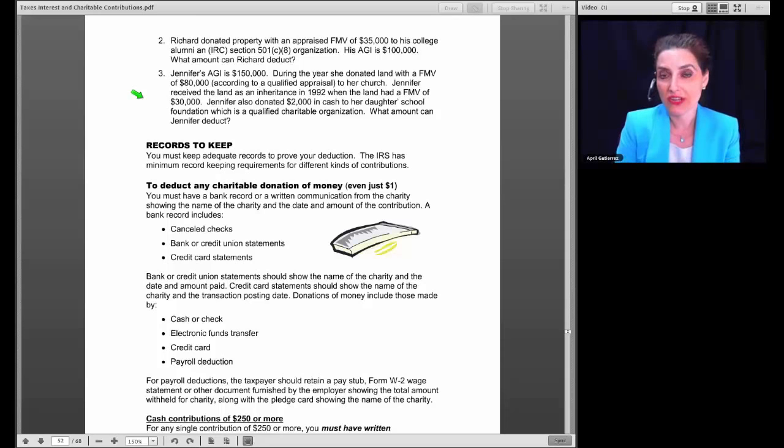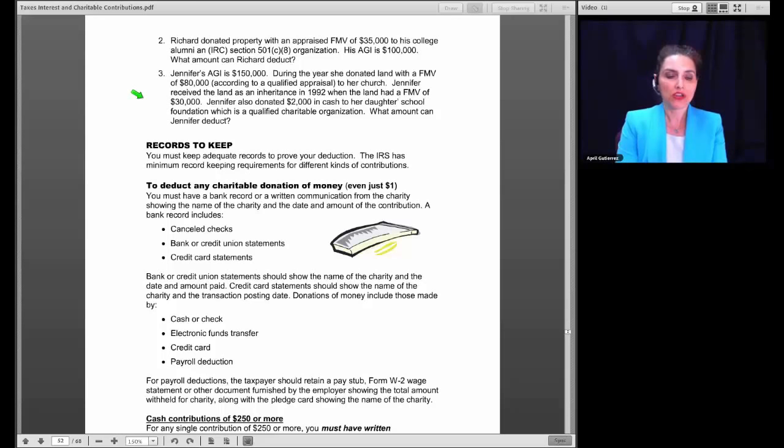Now I'm going to give you the trickiest one of all. This one's really going to make your brain work a bit. Jennifer's AGI is $150,000, and during the year she donated land with a fair market value of $80,000 according to a qualified appraisal. Jennifer received the land as an inheritance in 1992 when the land had a value of $30,000. So for tax purposes, her cost basis in the land is $30,000, but it now has a fair market value of $80,000, and she's going to donate that land to her church.